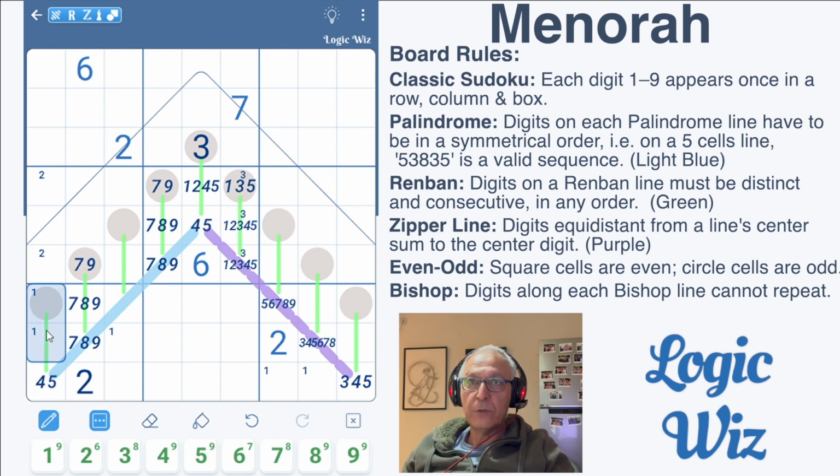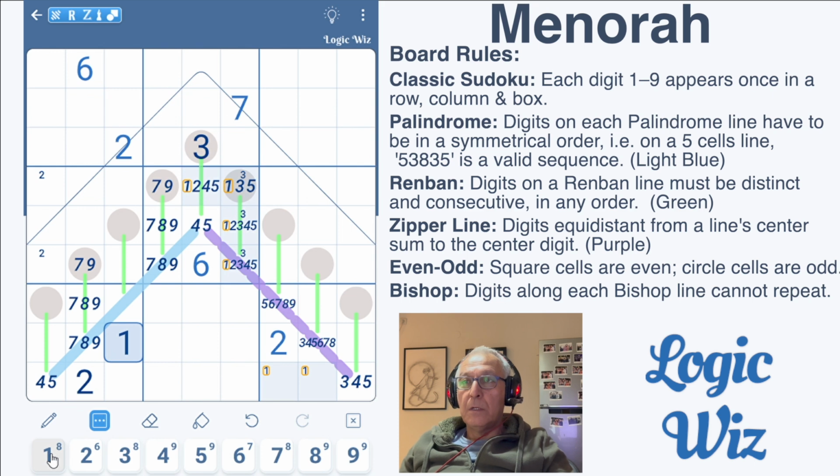We can no longer have 1 on this line. 1 must be here, because we cannot reach from 4 in a consecutive digit to 1. This one is a 1. Oh, okay, 1 must be here, meaning it cannot be here. It cannot be here, and it cannot be here because of this 2 pencil mark. And the same goes for 2. 2 cannot be here, it cannot be here, and cannot be here. Here we have a pair of 1 and 2.